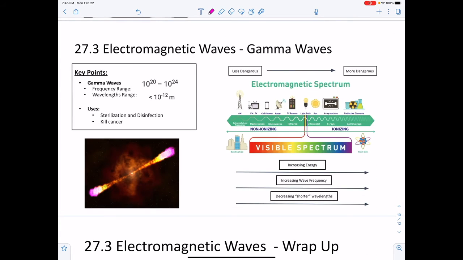Finally, we have our gamma rays. Gamma rays are the most energetic. They're furthest to the right. They have the highest frequency overall, and they have the shortest wavelengths. When gamma rays come to Earth, for the most part, they tend to be absorbed by our atmosphere, so we don't have to worry too much about being hit by gamma rays from space. But we very much do not want to get hit with gamma rays, as they have the most energy, the most capacity to cause change. They're the most dangerous overall.